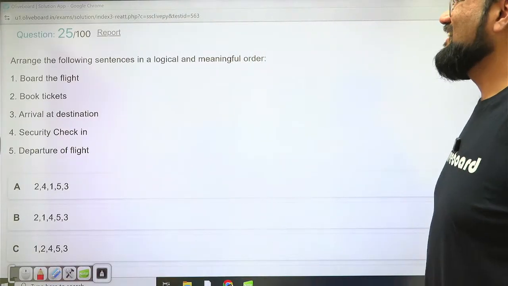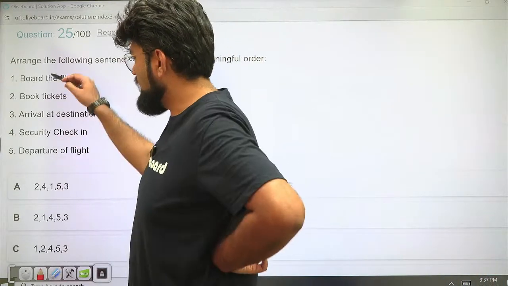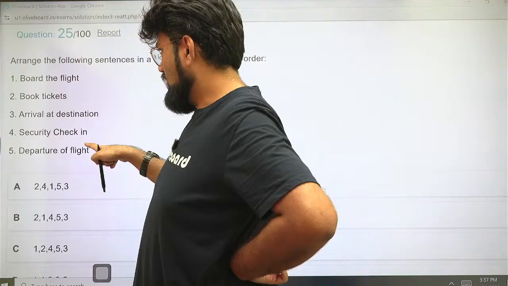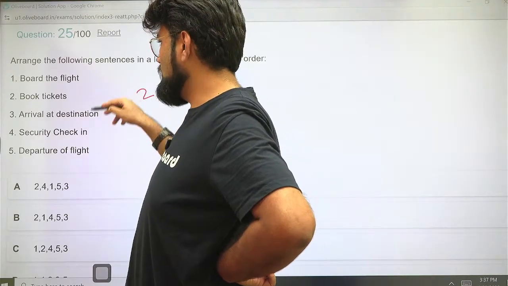Last question. Arrange the following sentences in logical and meaningful order. Okay. Board the flight, book tickets, arrival. Just look at the words at once and then start. Obviously, your book tickets will come first. And in the end, you will arrive at the destination.